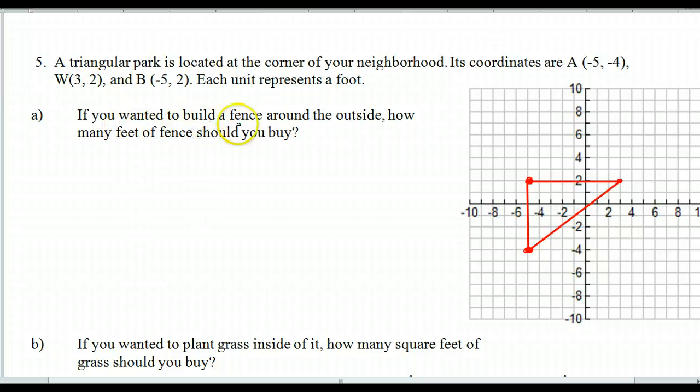Yeah, so you want to build a fence around the outside. So basically, the triangle itself represents the fence. How many feet of fence would you buy? So if we're talking about feet of fence, obviously we're talking about the length of the fence, which comes in 3 pieces. So the length of the fence is going to equate to the perimeter of this triangle, the sum of the length of the 3 sides of the triangle. So we need 3 lengths.